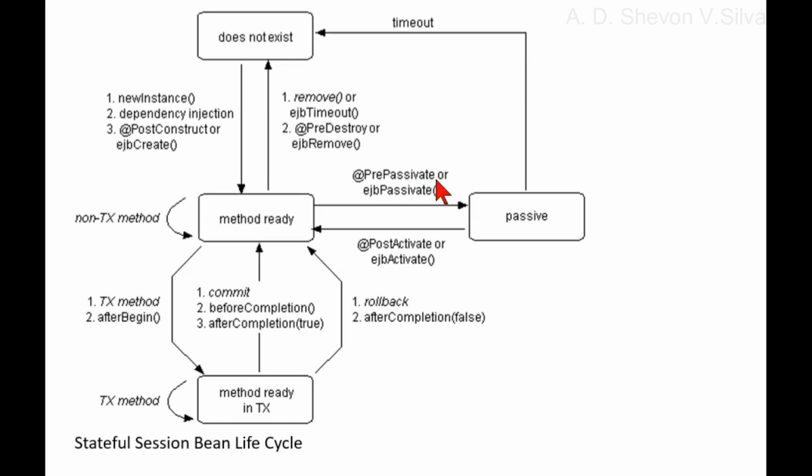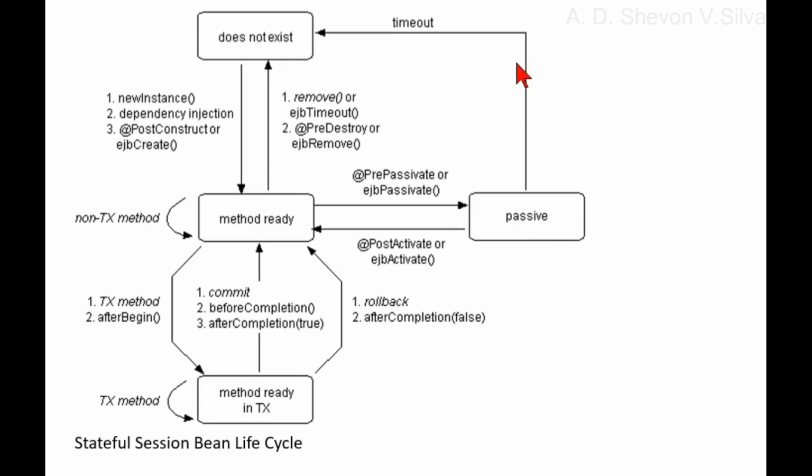The transition from passive state back to the method ready state, the following occurs. The session bean method annotated as PostActivate, or the EJB activate method, if defined, is invoked. If the session bean remains in the passive state long enough to exceed the passivation method timeout, the session bean moves to the does not exist state.